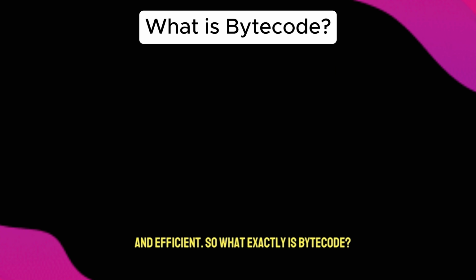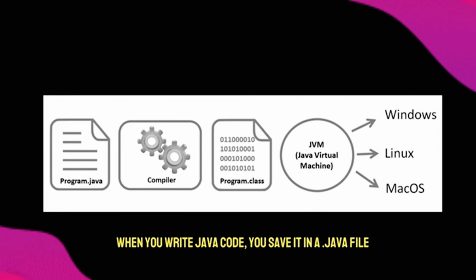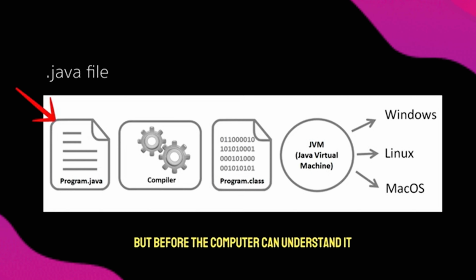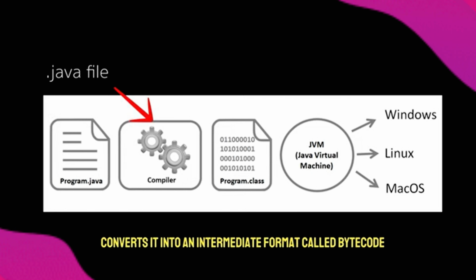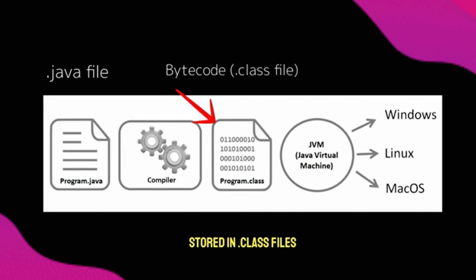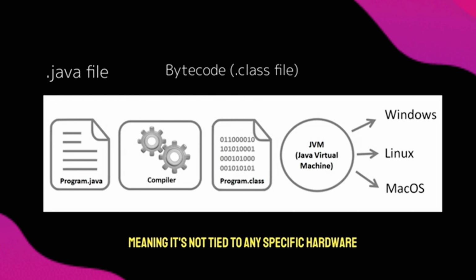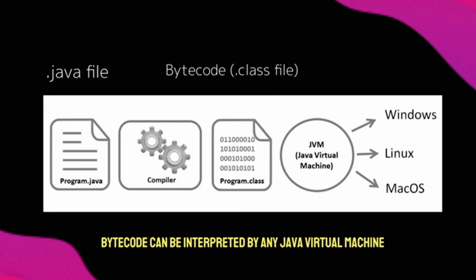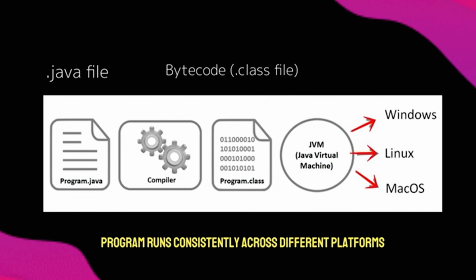So what exactly is bytecode? Think of bytecode as a middleman. When you write Java code, you save it in a .java file. But before the computer can understand it, the Java compiler converts it into an intermediate format called bytecode stored in .class files. This bytecode is platform independent, meaning it's not tied to any specific hardware or operating system. Bytecode can be interpreted by any Java virtual machine, ensuring that your Java program runs consistently across different platforms.